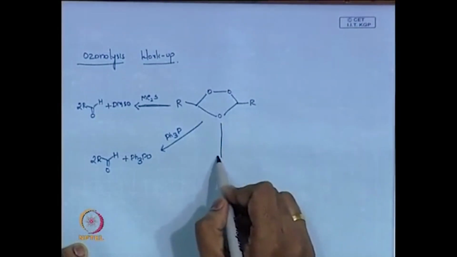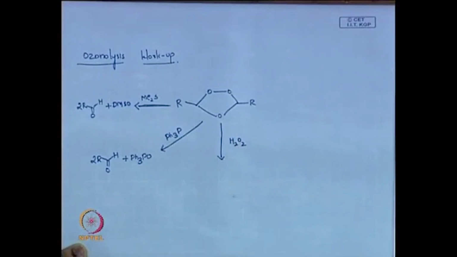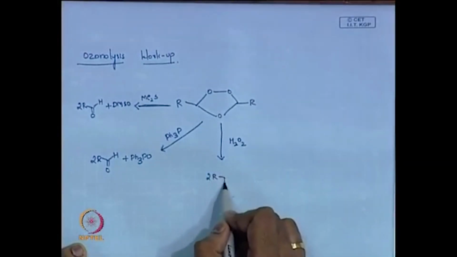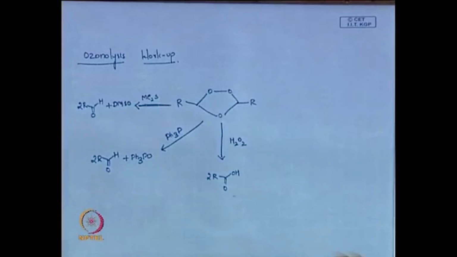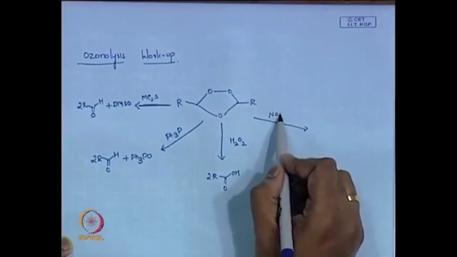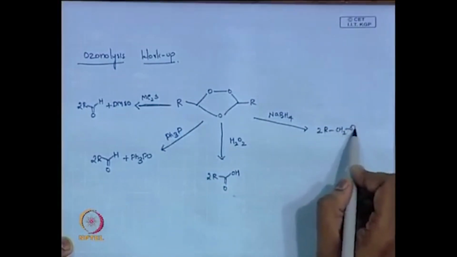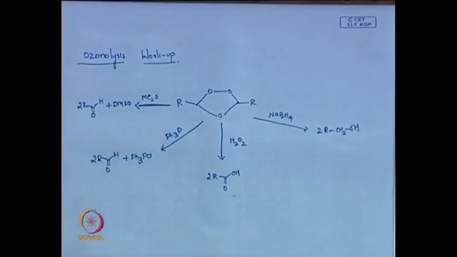If I work it up using hydrogen peroxide, then you end up with carboxylic acids. Depending upon your workup, you can get the products you want. In the same way, if I work it up with sodium borohydride, then you end up with 2 molecules of alcohol. So, you can end up with aldehydes, an acid, or an alcohol depending upon your workup. That is why the ozonolysis workup is very important.